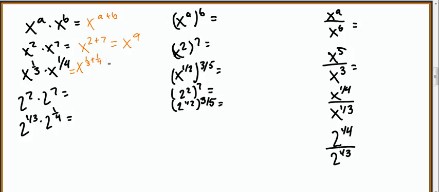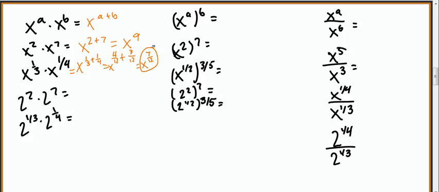Problem is, that's not quite as simple to add. So we're going to have to find like denominators like we were doing with our rational expressions. We've got to multiply this by 4, so I get x to the 4 over 12, plus multiply this one by 3, x to the 3 over 12, which leaves me with x to the 7 over 12. And that's my answer, okay?